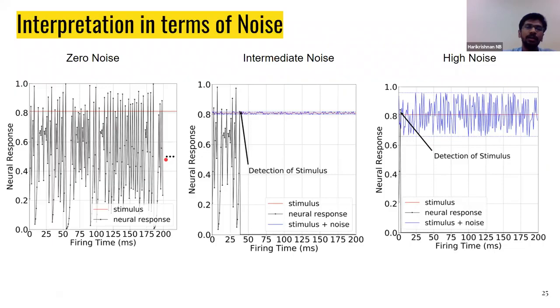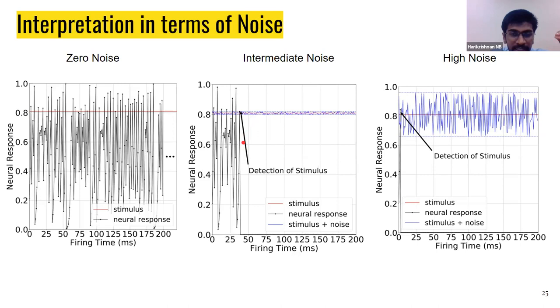Now, when epsilon is too high, that's the third case, in one or two iterations I can hit upon the stimulus. So for an intermediate value of epsilon, I get an intermediate firing time. It turns out that the method works best when the value of epsilon is intermediate.